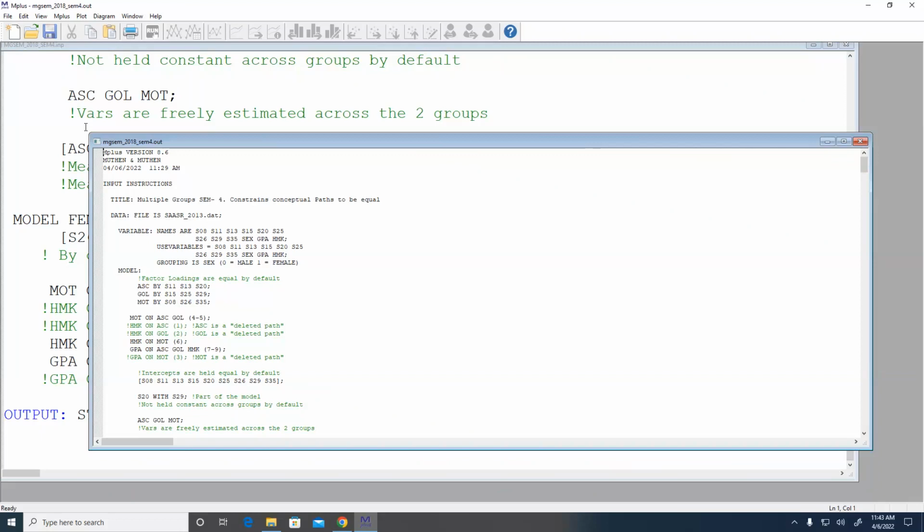So we're constraining motivation on academic self-concept and goal valuation to be equal. Those are both statistically significantly different from 0, though. They're pretty healthy and positive. We're constraining homework on motivation to be equal, and that's statistically significant. We're constraining GPA on academic self-concept to be equal across the 2 groups, and that's statistically significant. We're constraining GPA on homework to be equal, and that's statistically significant. I just skipped over the one that isn't.